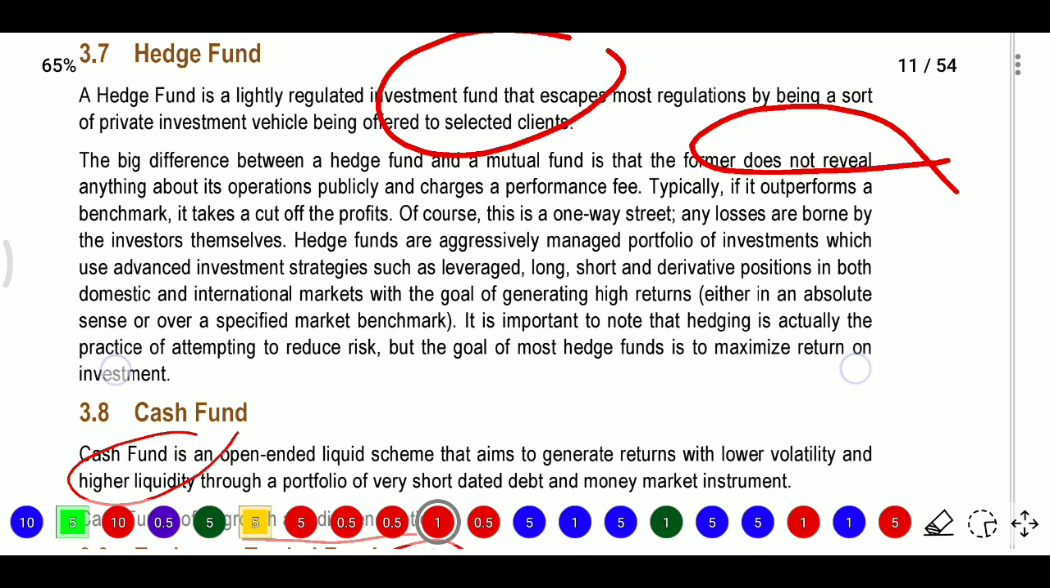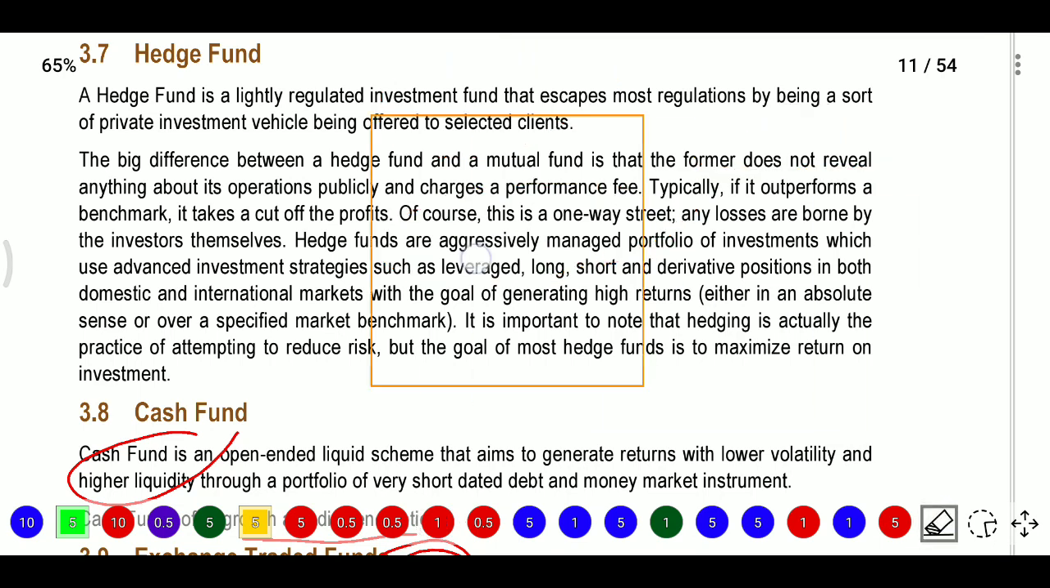Mutual funds typically try to outperform the benchmark, and they take a cut of the profits. Hedge funds, whatever the market, whether it is a bullish trend or a bearish trend, will try to get more returns. Hedge funds are always aggressively managed portfolios, so they invest with more risk and try to get more returns, using advanced investment strategies such as leverage, buyout, long strategy, short strategy, and derivative positions.